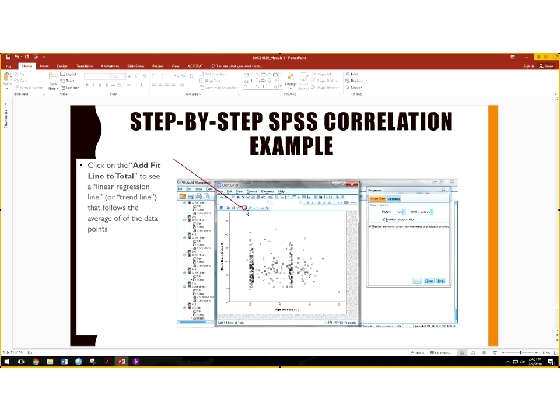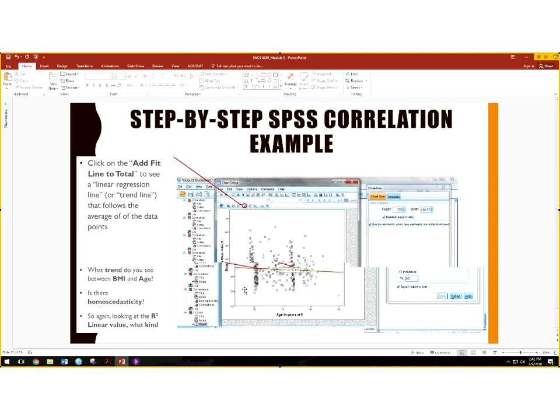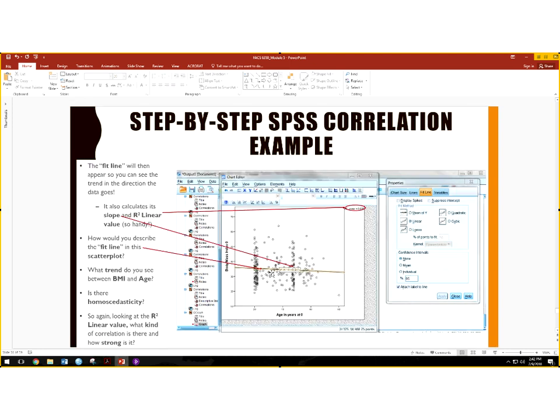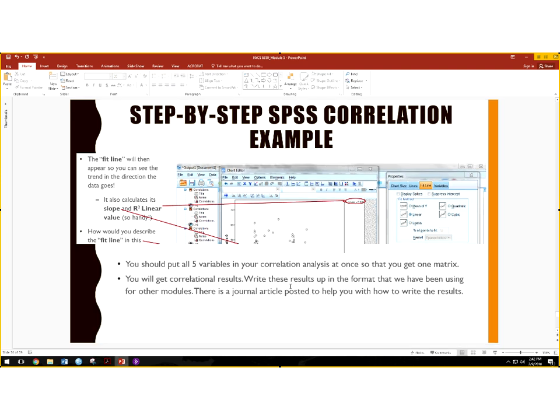So if I want to add my fit line, this is going to give me a regression line, or the trend line, to tell me the average of the data points. And so you can see from this line right here that there isn't anything going on. This fit line or this trend line shows me no trend. And that's why I don't have a significant value.